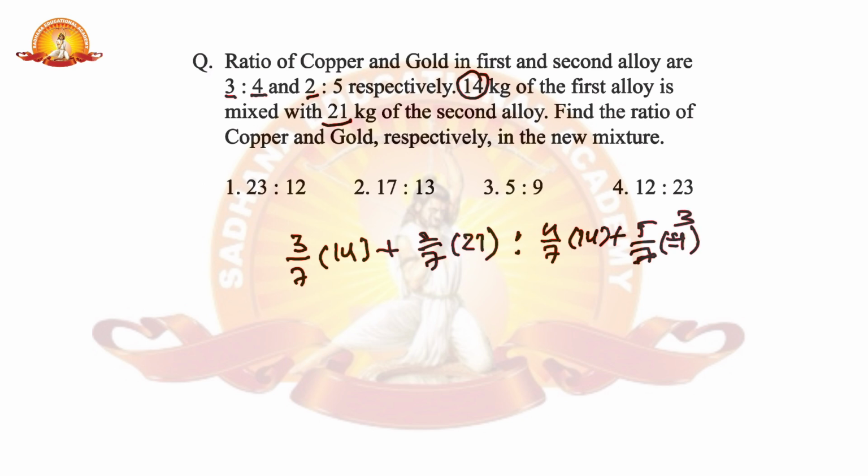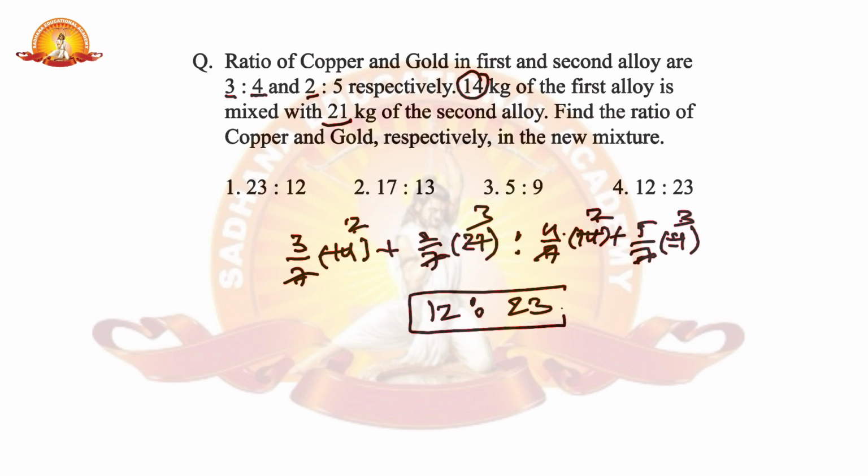7 cancels 3 times, 7 cancels 3 times, 7 cancels 2 times, 7 cancels 2 times. The ratio is 3 2s are 6 plus 6, 12. 2 4s are 8 plus 15, 23. So the answer is 12:23.